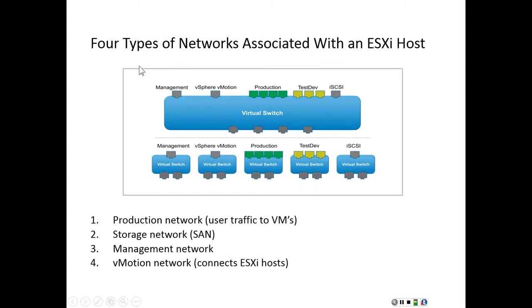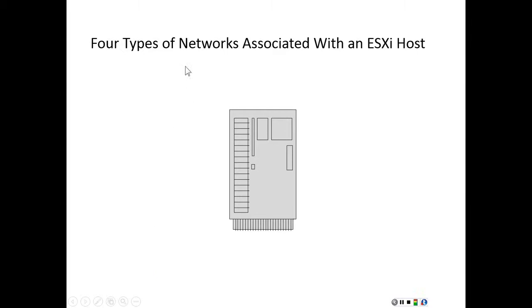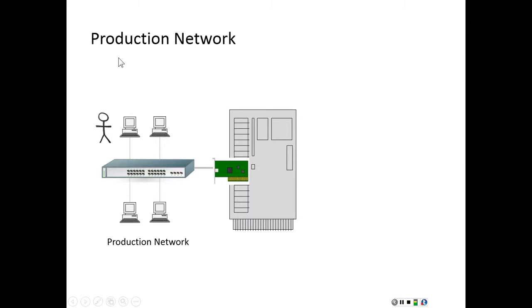There are 4 types of networks associated with an ESXi host. Production network, which carries user traffic, the storage area network, the management network, and the vMotion network. Let's look at each one of those 4 types of networks. Now, the first one, the production network, most people are already familiar with.